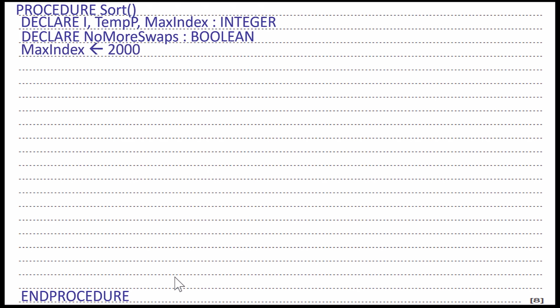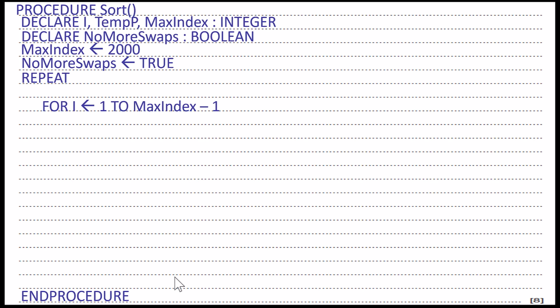Okay, max index, I'm going to set to 2,000 because that's the max number of rows. No more swaps, I'm going to set equal to true because I haven't done any swaps. It's possible that when I traverse this 2D array, everything's in order. It's possible that no swaps take place. So no more swaps, I've set equal to true. I open my loop. For I equals the max index minus 1.